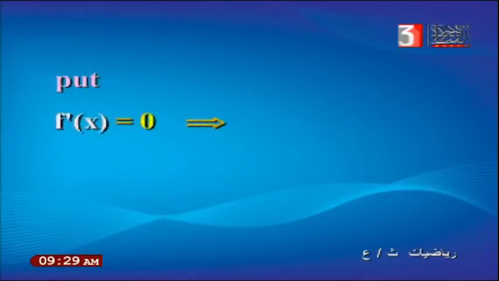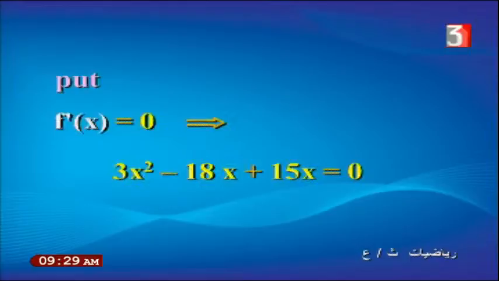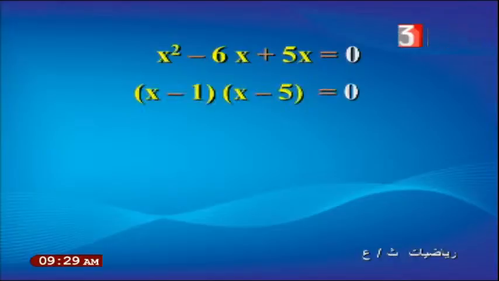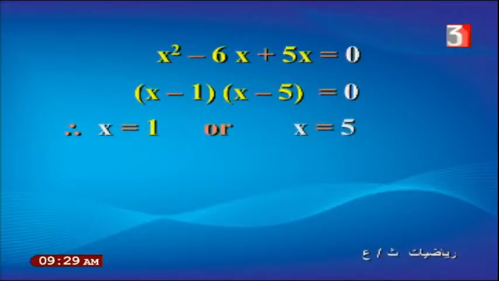Now we put f dash x equals 0. Then 3x power 2 minus 18x plus 15 equals 0. Then by dividing by 3, the expression x power 2 minus 6x plus 5 equals 0, and by factorizing this expression, then x minus 1 times x minus 5 equals 0. Then x equals 1 or x equals 5.